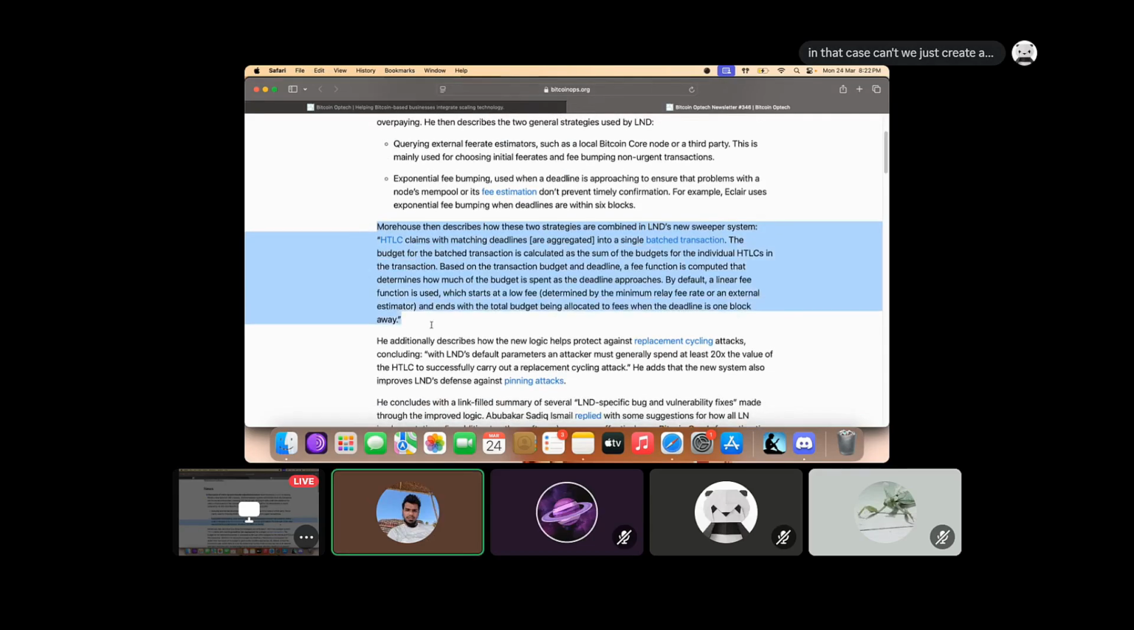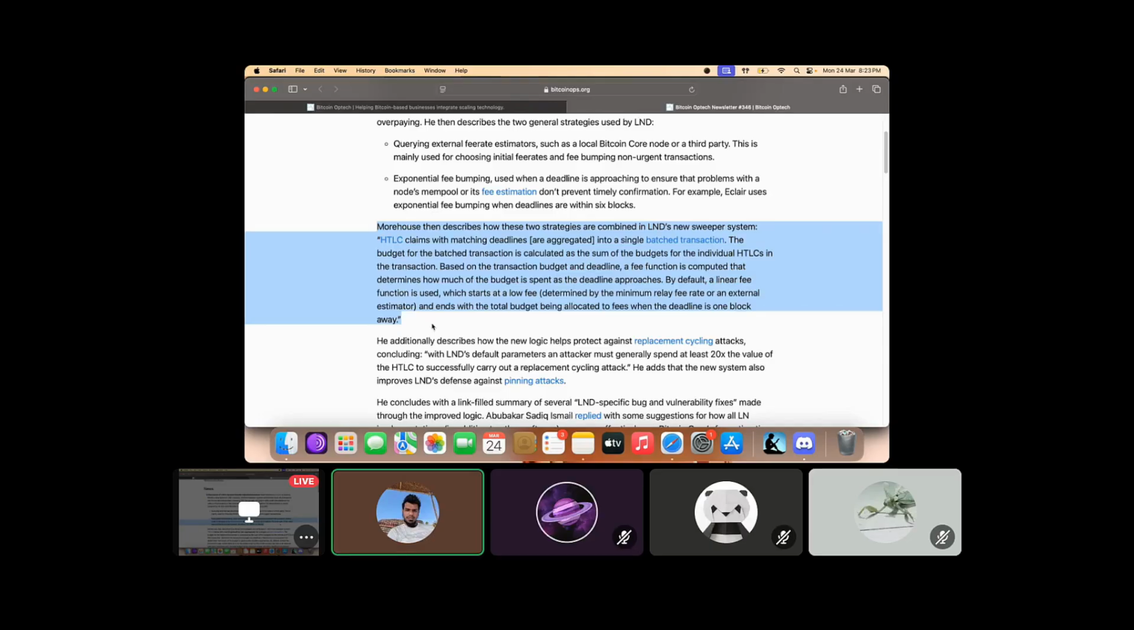Matt Morehouse then describes how these two strategies are combined in LND's new sweeper system. HTLC claims with matching deadlines are aggregated into a single batch transaction. The budget for the batch transaction is calculated as the sum of the budgets for the individual HTLCs in the transaction. Based on the transaction budget and deadline, a fee function is computed that determines how much of the budget is spent as the deadline approaches. By default, a linear fee function is used, which starts at a low fee determined by the minimum relay fee rate or an external estimator and ends with the total budget being allocated to fees when the deadline is one block away.